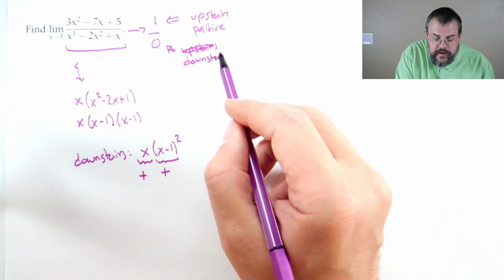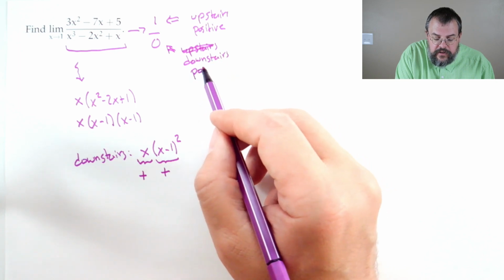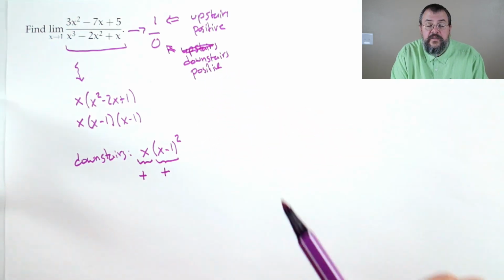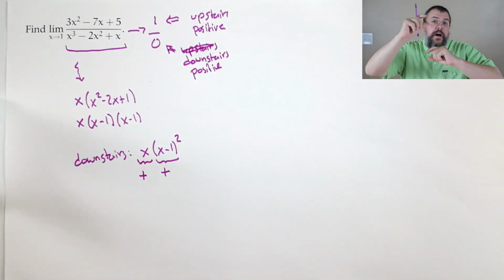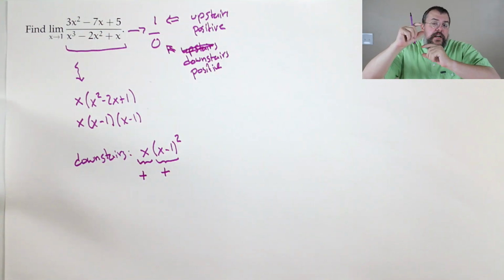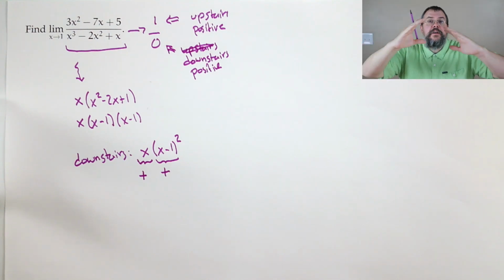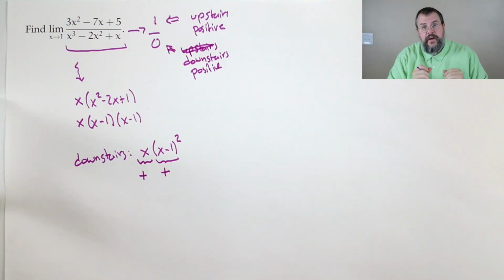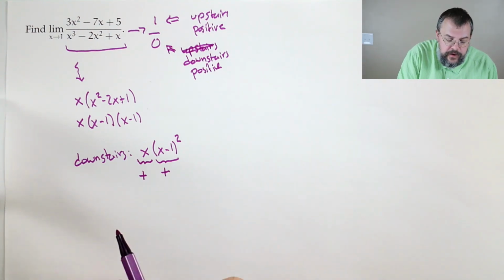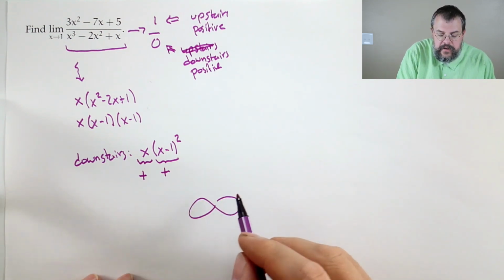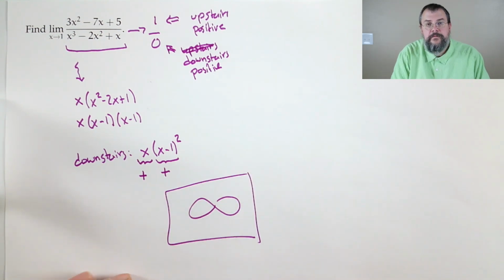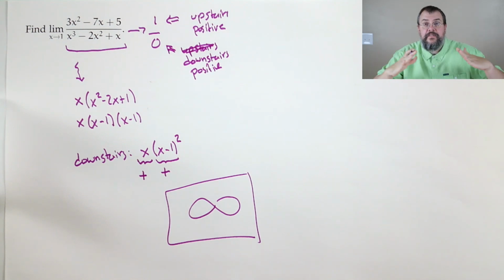My goodness. So the downstairs is also positive. And therefore, the result is I'm taking a positive 1 over a very tiny number, which means I'm blowing up positive on both sides. Therefore, this limit is infinity. And we're done. So the limit does exist.